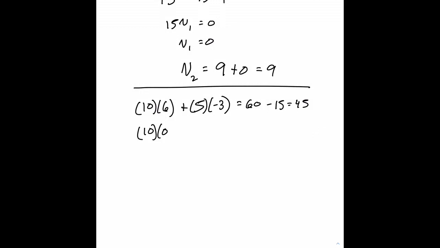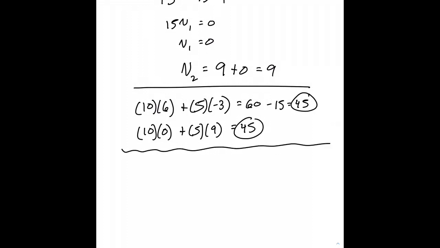So initially, we had a mass of 10 kilograms traveling at 6 meters per second. It combined with a mass of 5 kilograms traveling at -3 meters per second. 60 minus 15 gives us 45. After the collision, we have a mass of 10 kilograms that's at rest, plus a 5 kilogram object going 9 meters per second, and of course that comes out to 45. So we see that momentum is conserved.